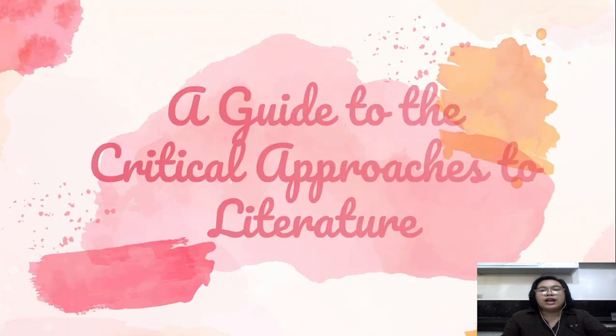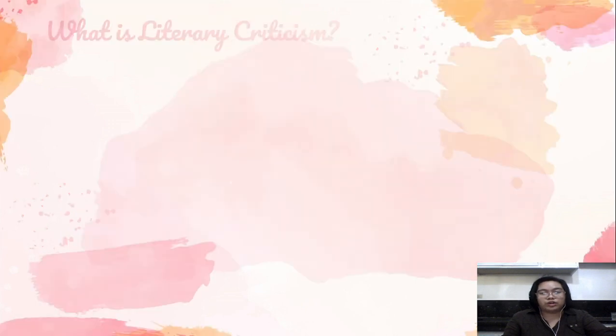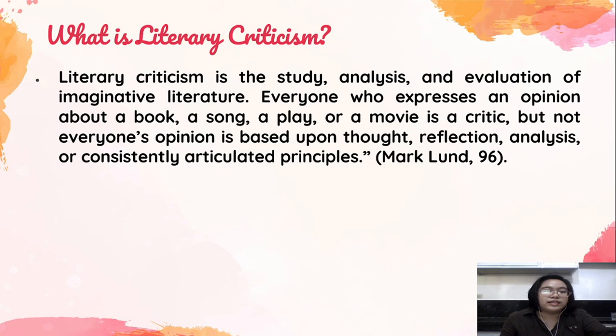So now, let us move on to the critical approaches to literature. So first, let us define what literary criticism is. According to Markland, literary criticism is the study, analysis, and evaluation of imaginative literature. Everyone who expresses an opinion about a book, a song, a play, or a movie is a critic, but not everyone's opinion is based upon thought, reflection, analysis, or consistently articulated principles.